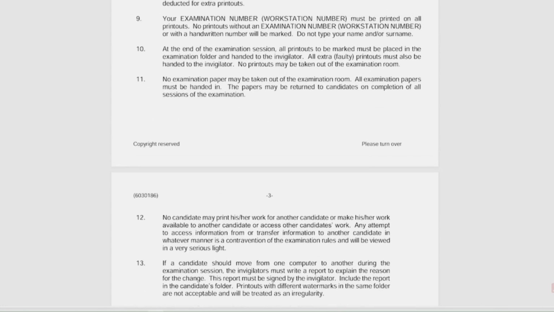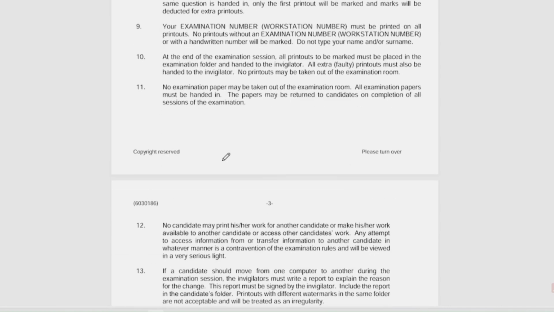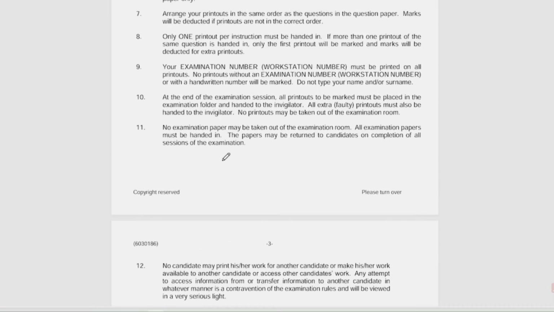I'm just checking that point. Let me check that instruction again. I think it's instruction number 9. It says your examination number and the workstation number must be printed on all your printouts. No printout without examination number or workstation number, or with a handwritten number, will be marked. Do not type your name or your surname. So make sure that you adhere to these instructions, because they are telling you exactly what you need to do.